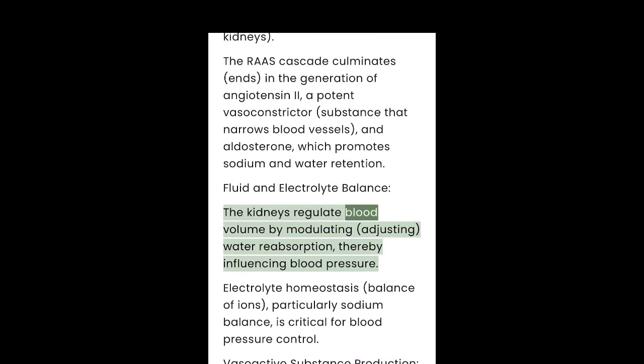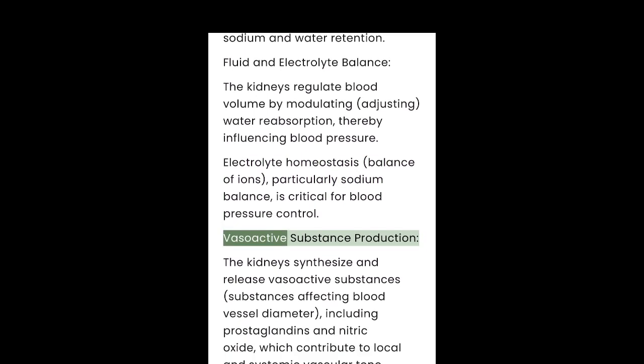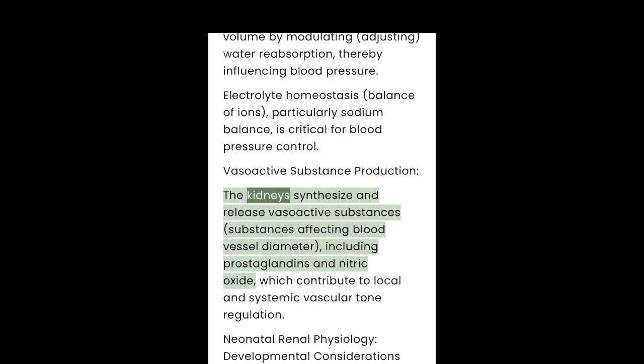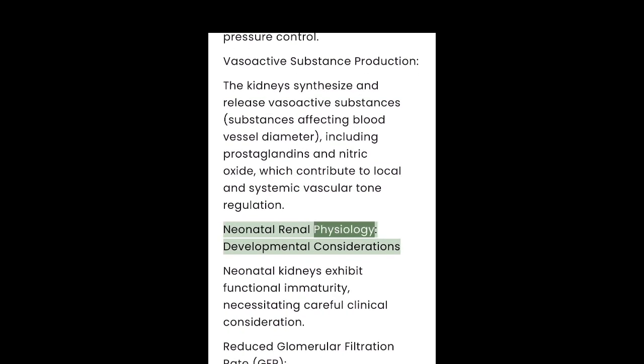The kidneys regulate blood volume by modulating water reabsorption, thereby influencing blood pressure. Electrolyte homeostasis, particularly sodium balance, is critical for blood pressure control. Vasoactive substance production. The kidneys synthesize and release vasoactive substances, including prostaglandins and nitric oxide, which contribute to local and systemic vascular tone regulation. Neonatal renal physiology, developmental considerations.